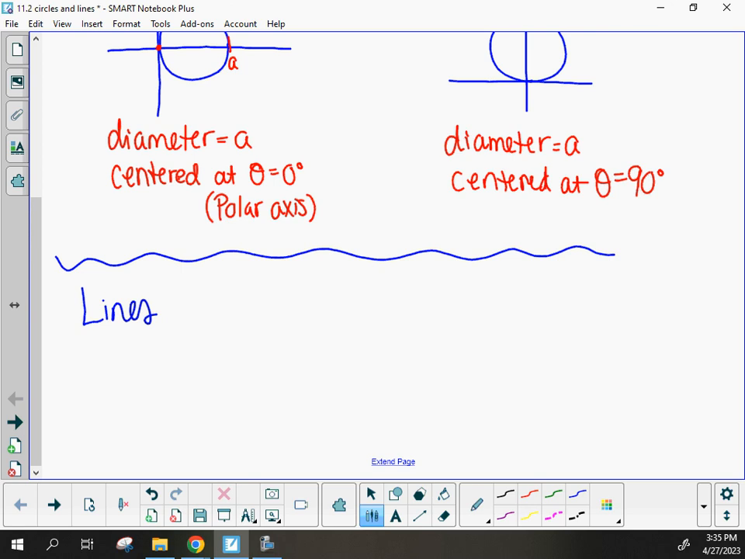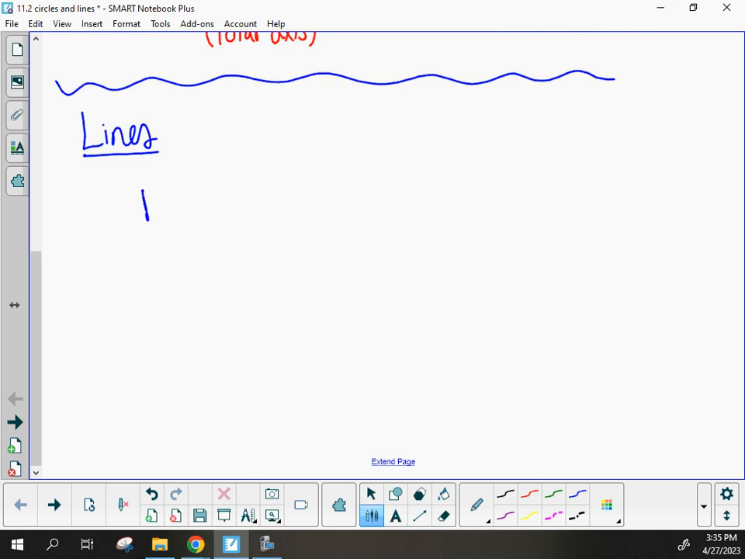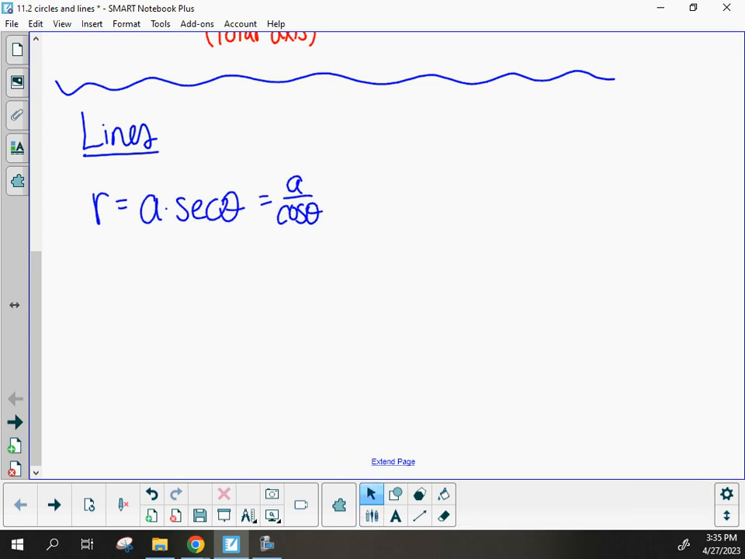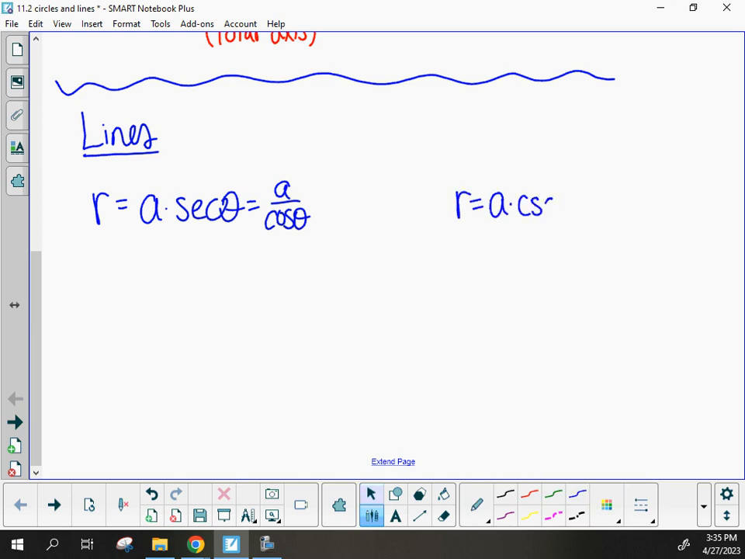A vertical line has this format, r equals a times secant of theta. If you recall, secant is the reciprocal of cosine, so you could also say a divided by cosine of theta. Those would be equivalent equations and the same exact graph. And then if we do the same thing but with cosecant, a times cosecant of theta, which is the same as a divided by sine of theta, that would give you a straight line as well.